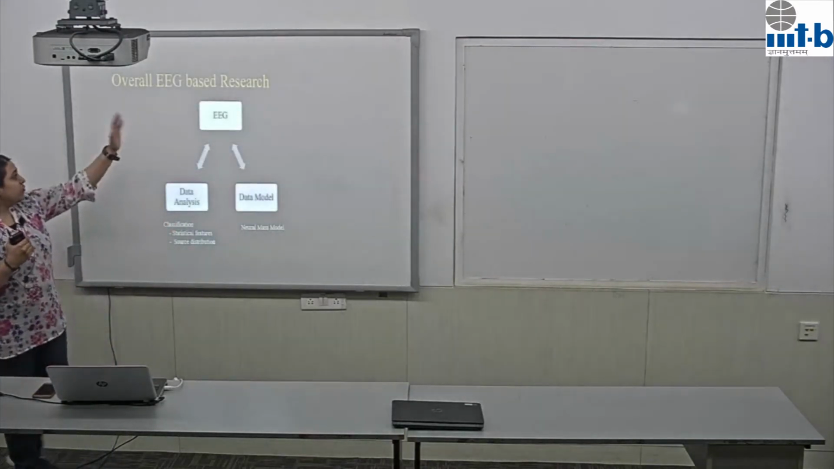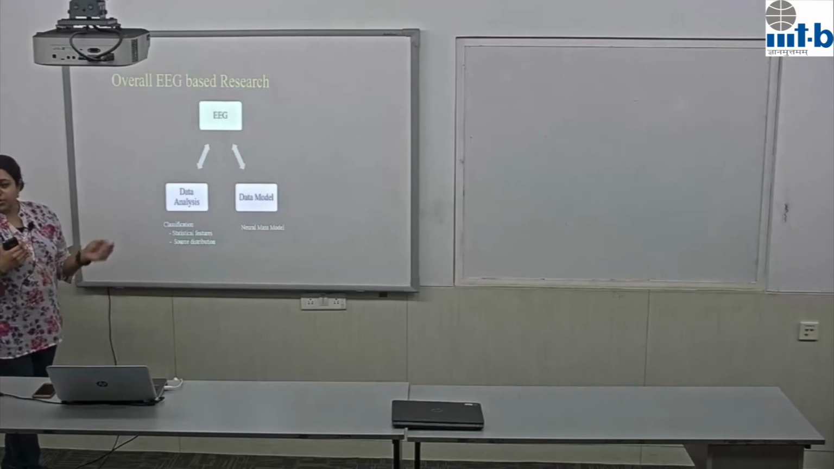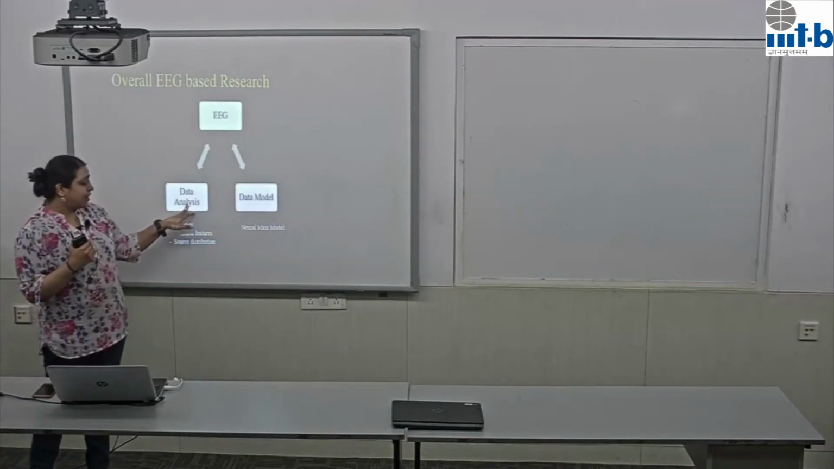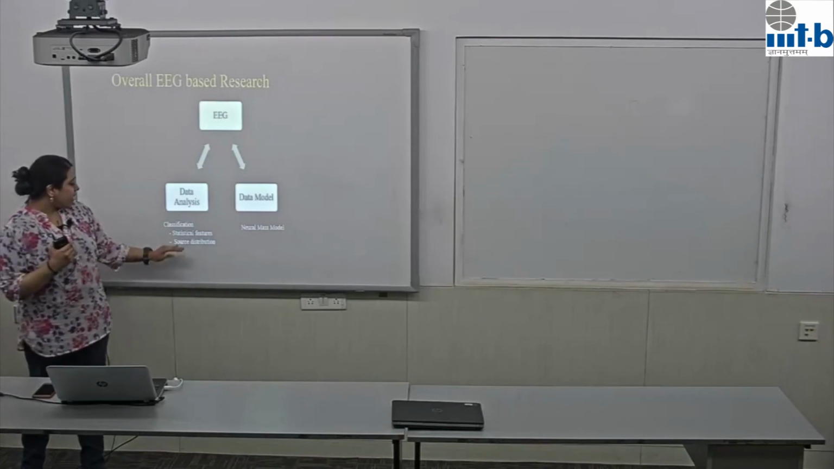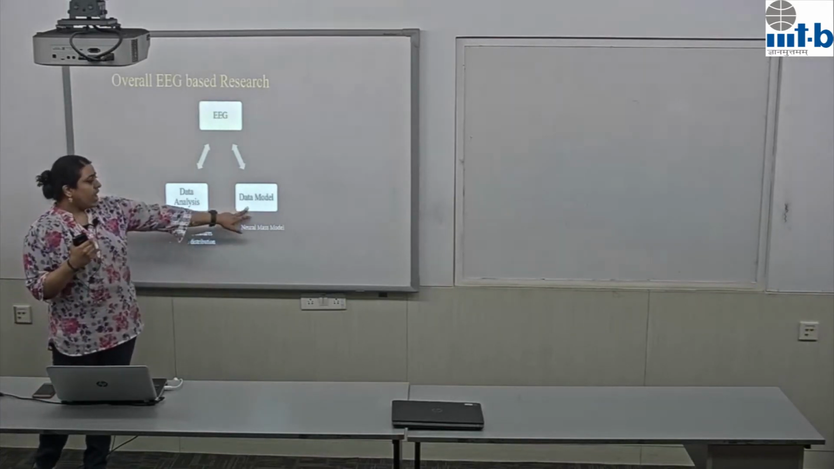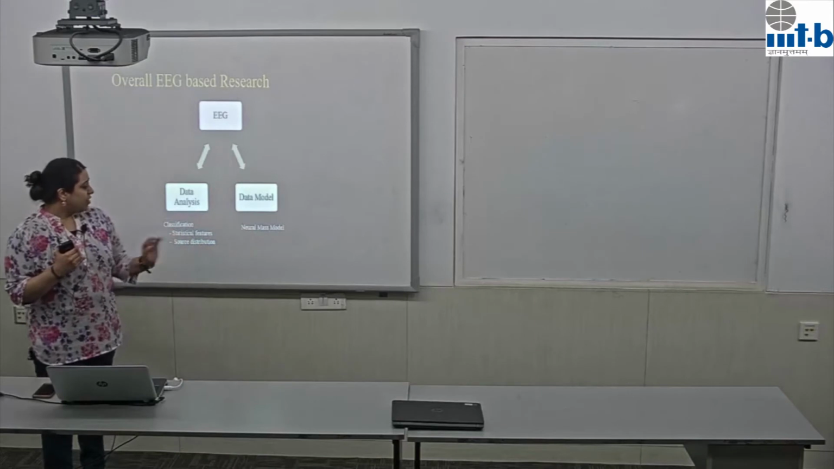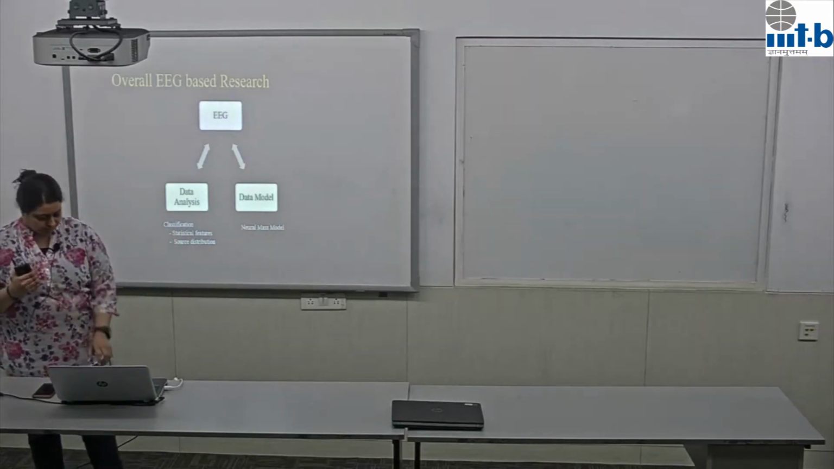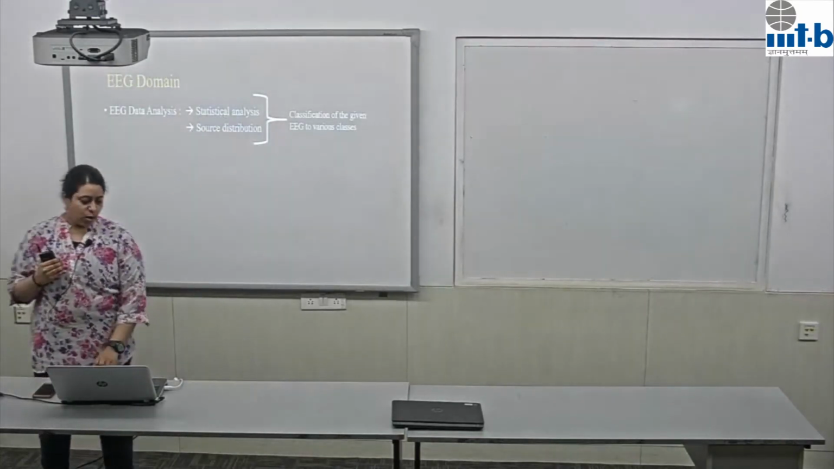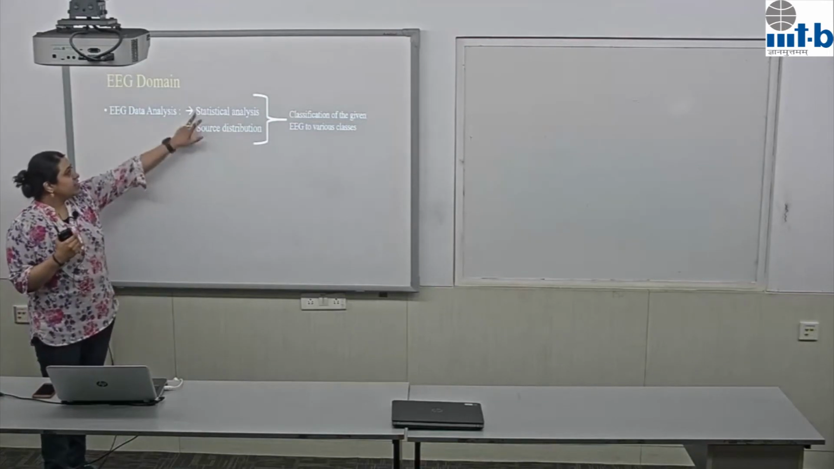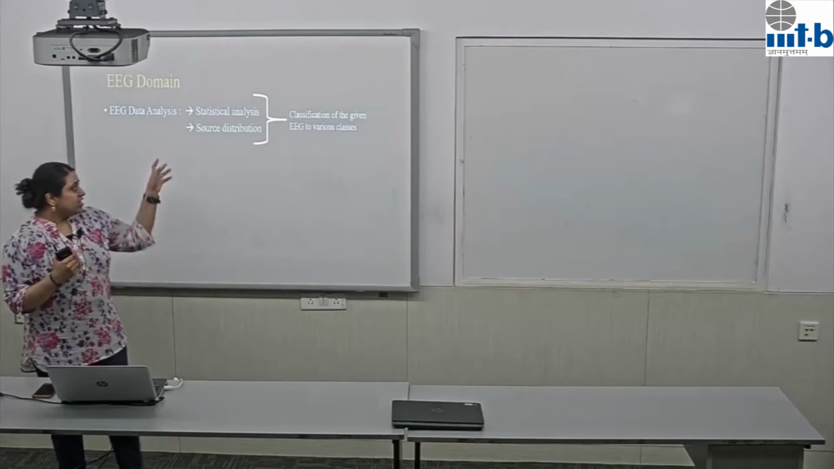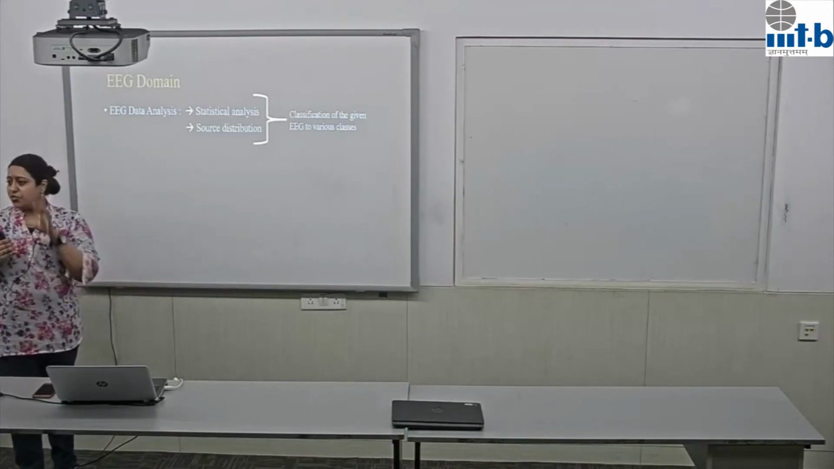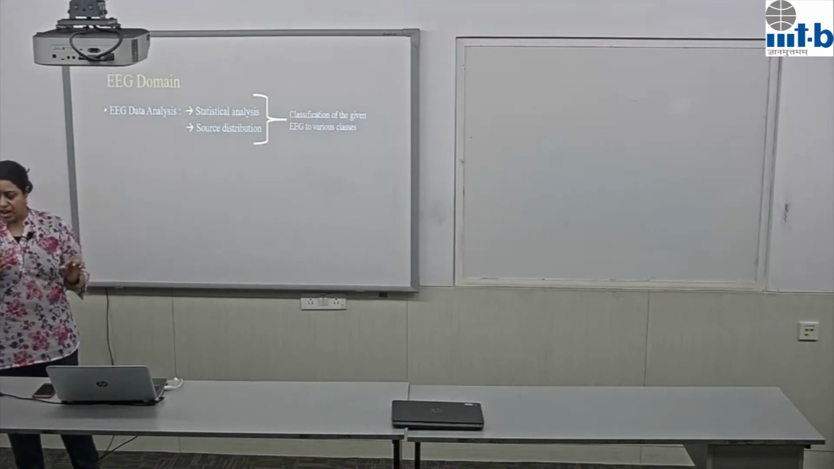Overall, EEG based research can be divided into two types. The first, we have data analysis. Here I just give an overview of statistical features and source distribution. Then we have the data model. I'll briefly say what a neural mass model is. So initially we have data analysis, two types: statistical analysis and source distribution. These are mainly used in classification of a given EEG into specific classes.